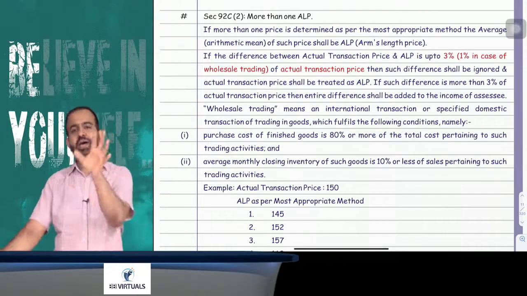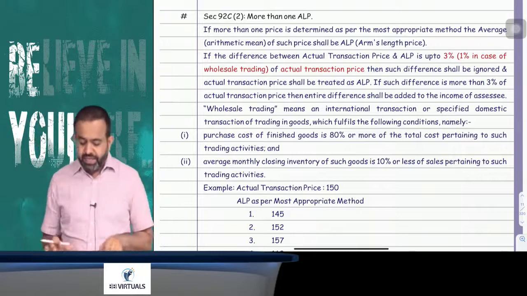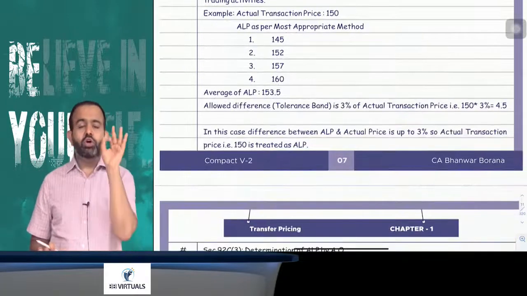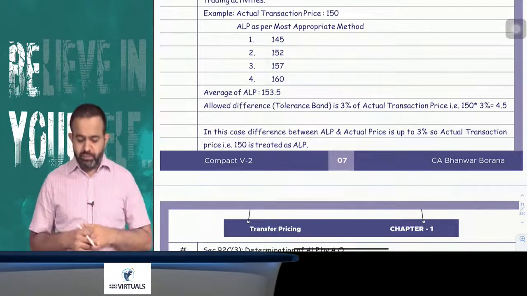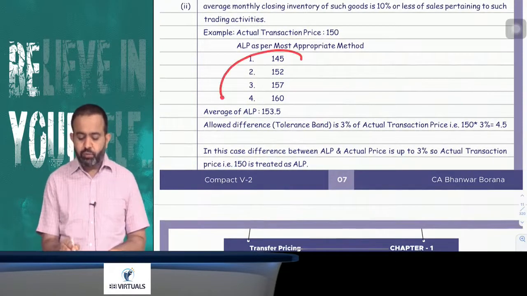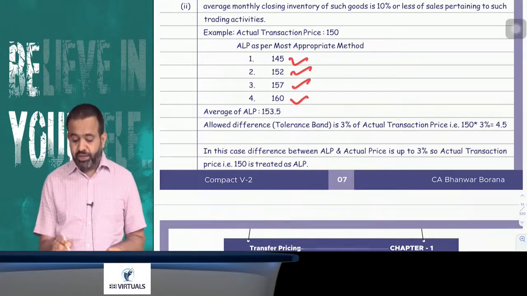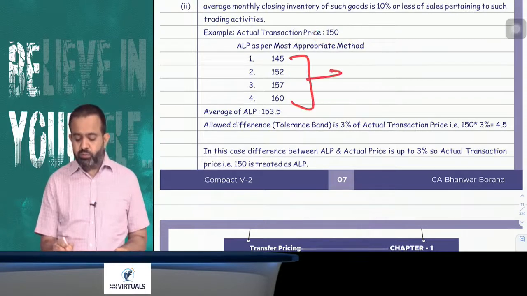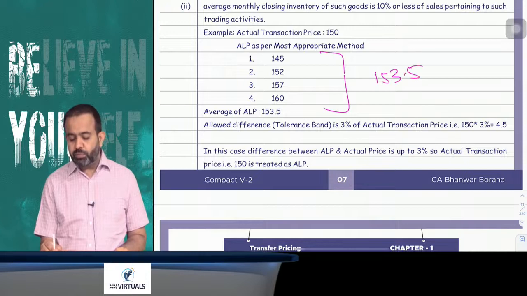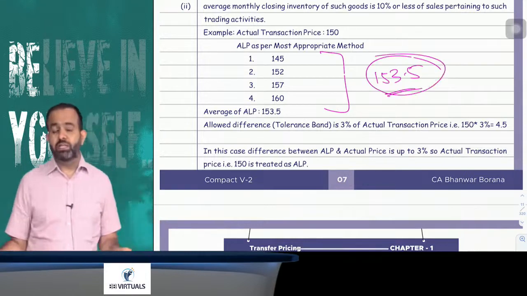So guys, if you got more than one arm length price, in that case, you have to take the normal average, or I can say the simple average. Suppose here there are 4 arm length prices, 145, 152, 157, 160, and your international transaction price is 150. So first I will do the average. Here my average comes to 153.5.